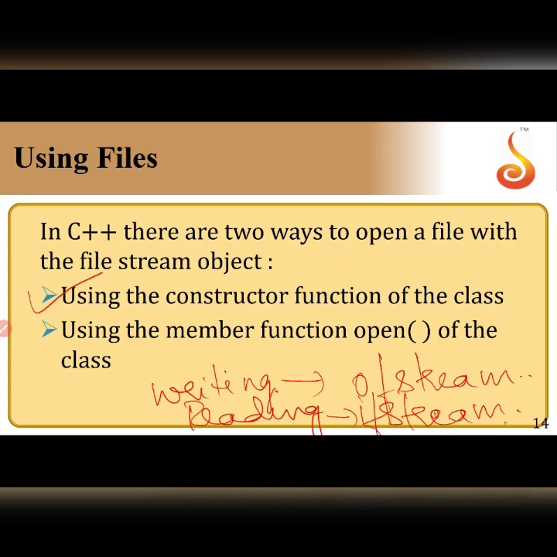Getting it? So either I can use the constructor function of the class, or I can use the member function open of the class. These are the two methods with the help of which I can open a file using the file stream object. Please have a look.